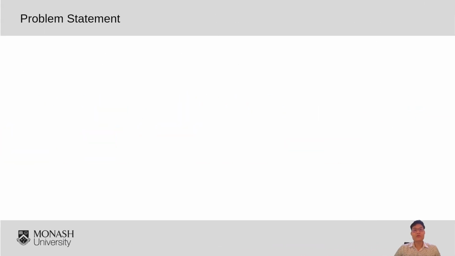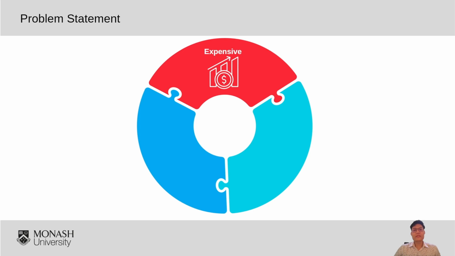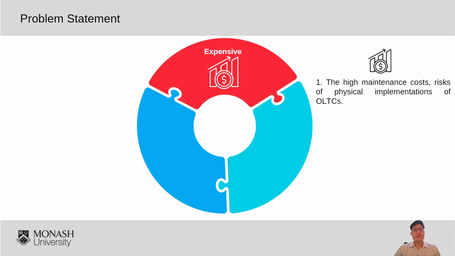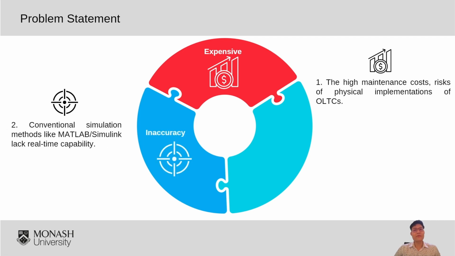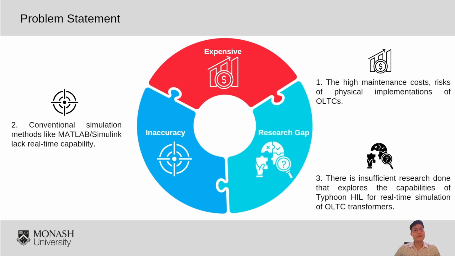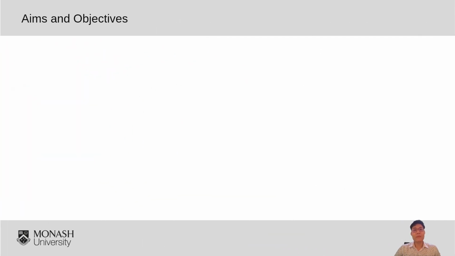Now, this brings us to our problem statement. OLTCs are costly to produce, and physical testing is risky, making software simulation a safer and cost-effective option. However, traditional simulation tools like MATLAB only provide static analysis. This is where Typhoon Hill comes in. But there's a challenge. There's not enough research on Typhoon Hill's effectiveness for OLTC simulations. So what does this project aim to achieve?